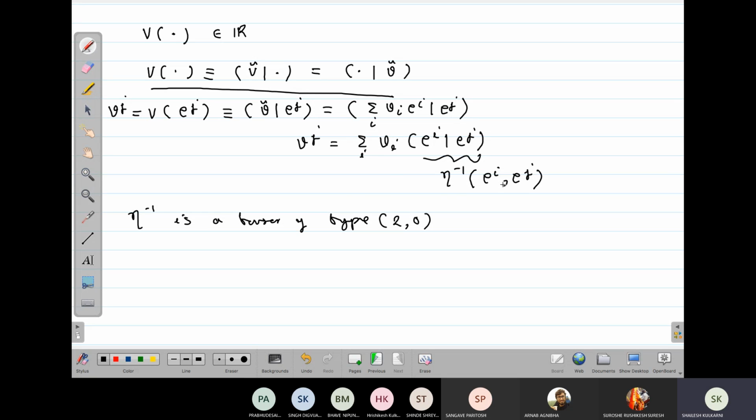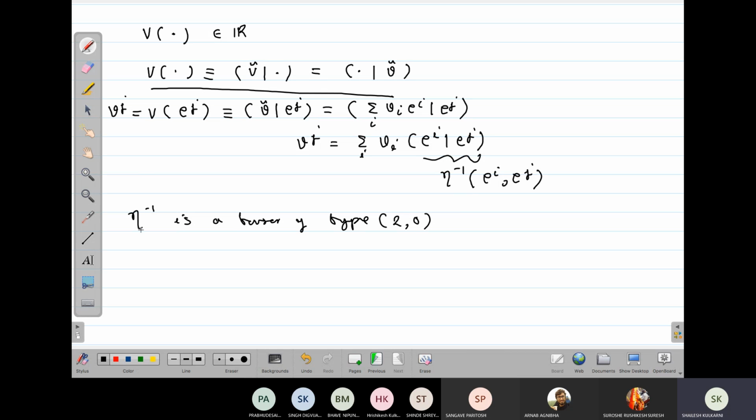That means eta inverse Ei Ej is same as eta inverse Ej Ei. Okay, it is linear, and if Ei is not zero vector, then there exists a vector such that eta inverse v with w is non-zero. Okay, all those are satisfied. So eta inverse is the tensor of type 2 0.